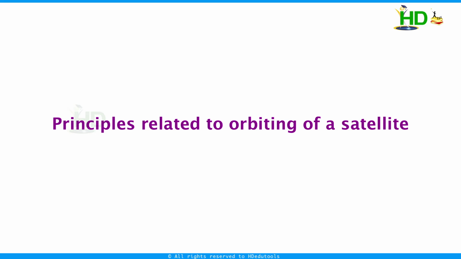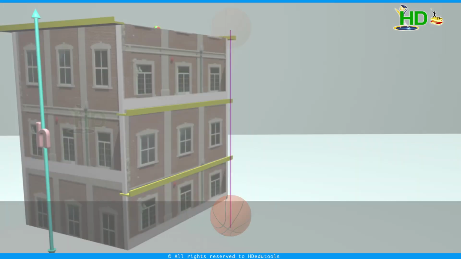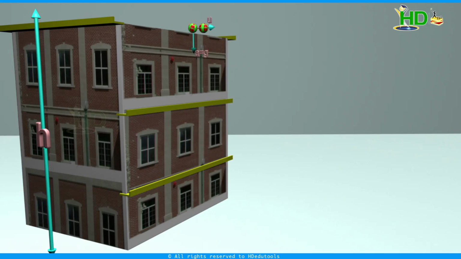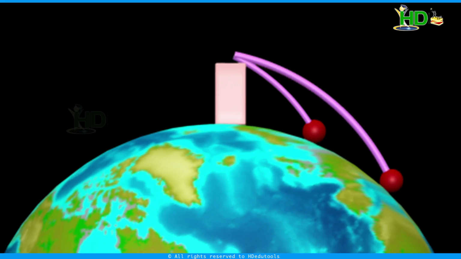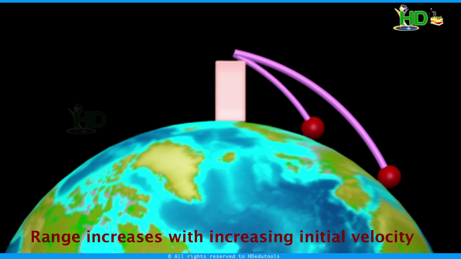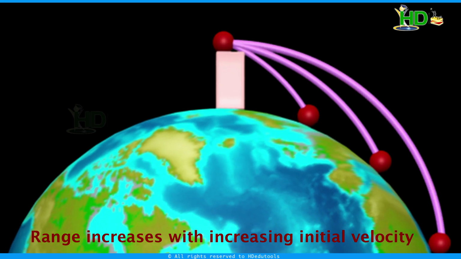Already we know that when an object is dropped, it reaches the Earth along the vertical line in the absence of air resistance. Similarly, if the object is thrown horizontally with some initial velocity, it takes a curved path, but still it reaches the Earth. Now from this height, we go on increasing the initial velocity. Then what happens? The range will increase. Thus, as the initial velocity increases, the radius of the curved path is greater.